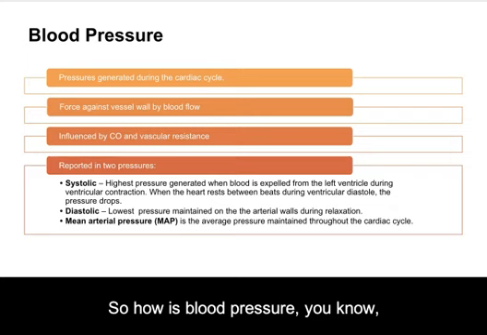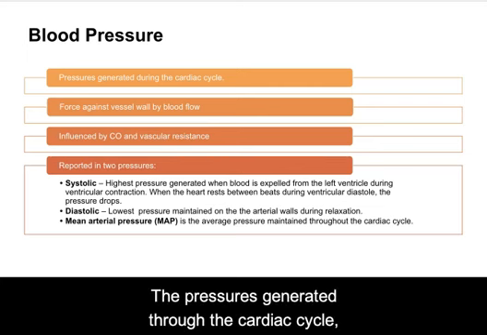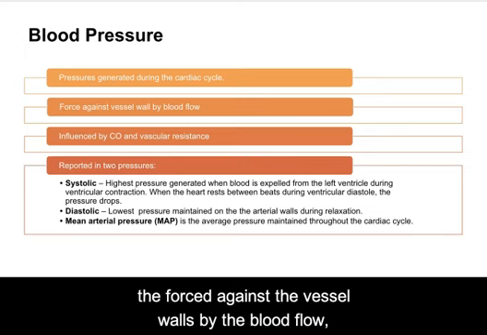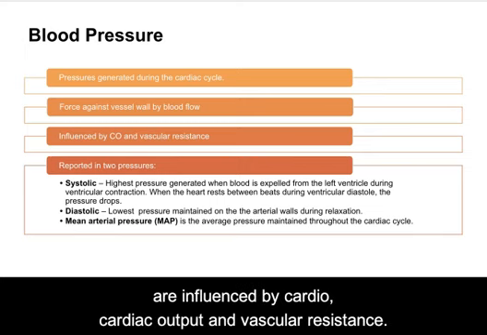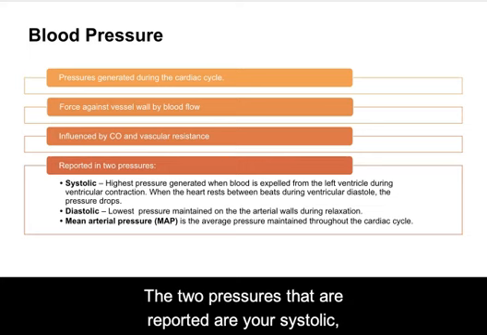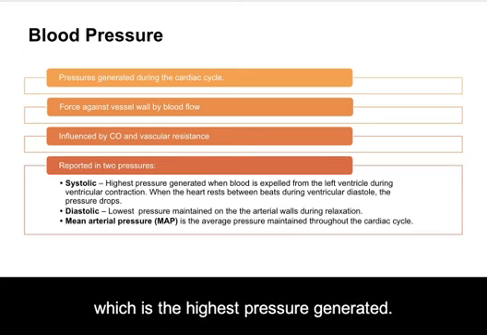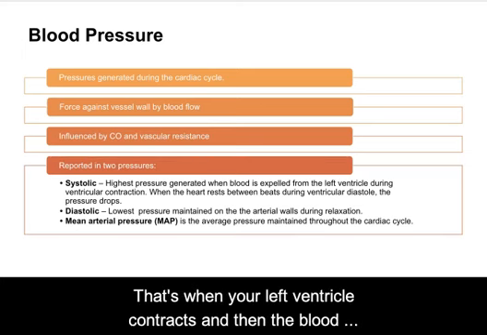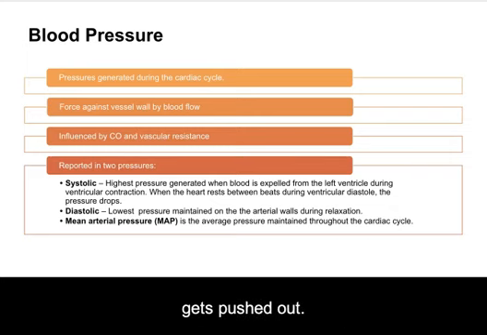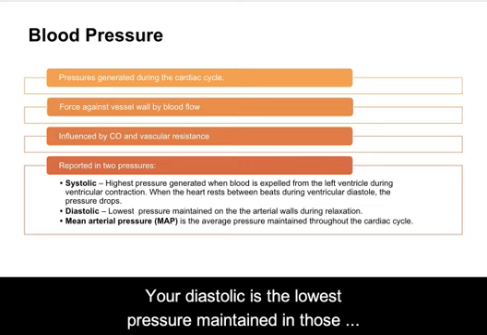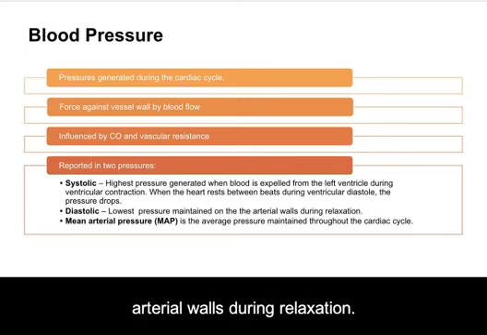So how is blood pressure determined from this circulation? The pressure is generated through the cardiac cycle. The force against the vessel walls by the blood flow is influenced by cardiac output and vascular resistance. The 2 pressures that are reported are your systolic, which is the highest pressure generated. That's when your left ventricle contracts and the blood gets pushed out. That's your systolic. Your diastolic is the lowest pressure maintained in those arterial walls during relaxation.